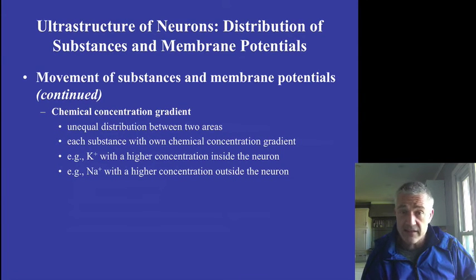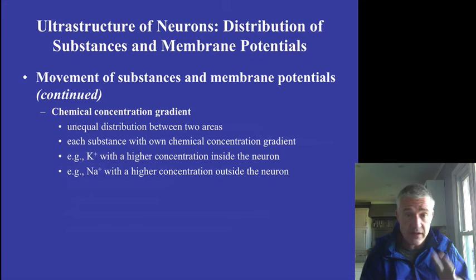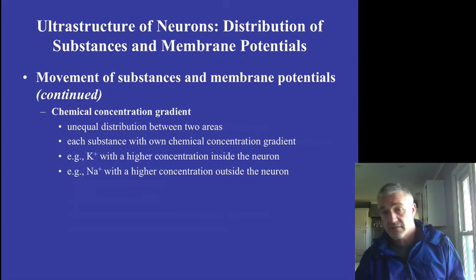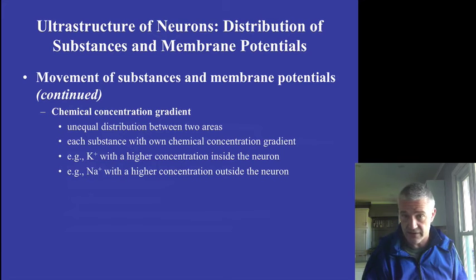The chemical gradient, is it a sodium or potassium ion? Potassium is much higher on the inside, sodium much higher on the outside of the neuron, for example.